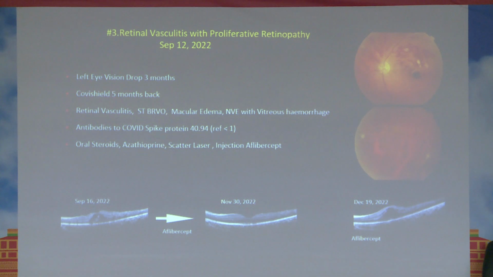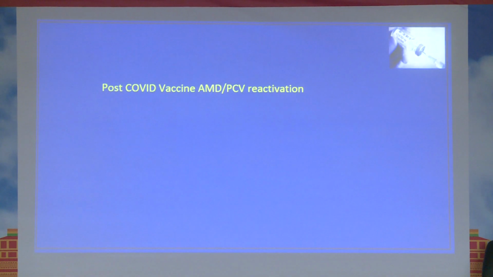This was a young man who realized his disease a little late. He came when he was already having proliferative retinopathy with vitreous hemorrhage. Again, he's on steroids, azathioprine, and improving with aflibercept injections. And he's on laser as well. And we did his COVID antibodies, which were strongly positive.